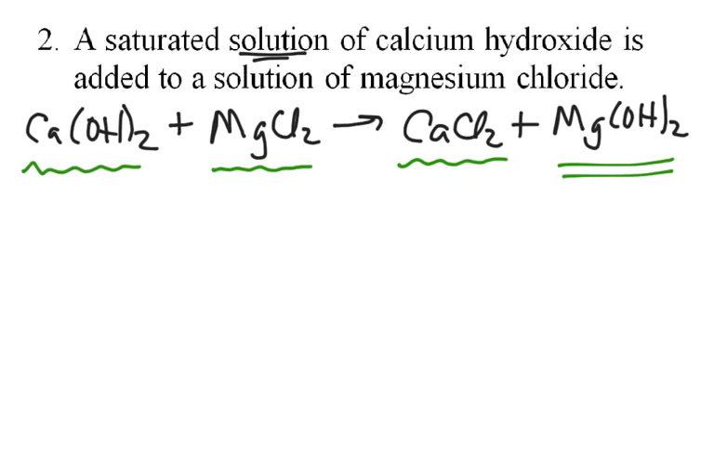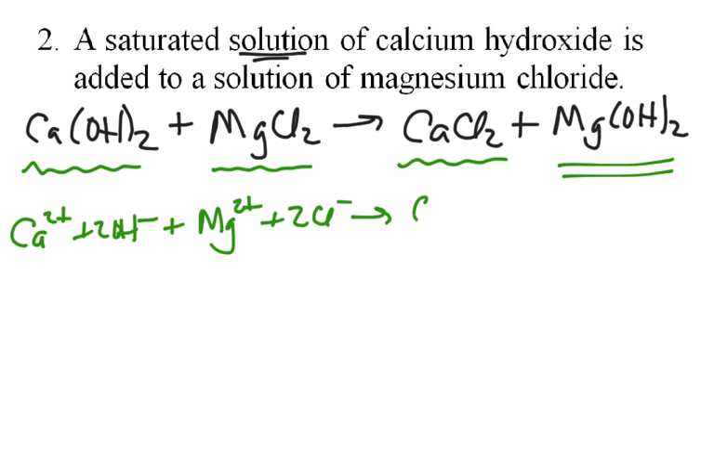Now we're going to go back and split things up into ions. So we have Ca2+ and 2 OH minuses. We have Mg2+ and 2 Cl minuses. Ca2+, 2 Cl minuses, and then Mg(OH) taken twice.